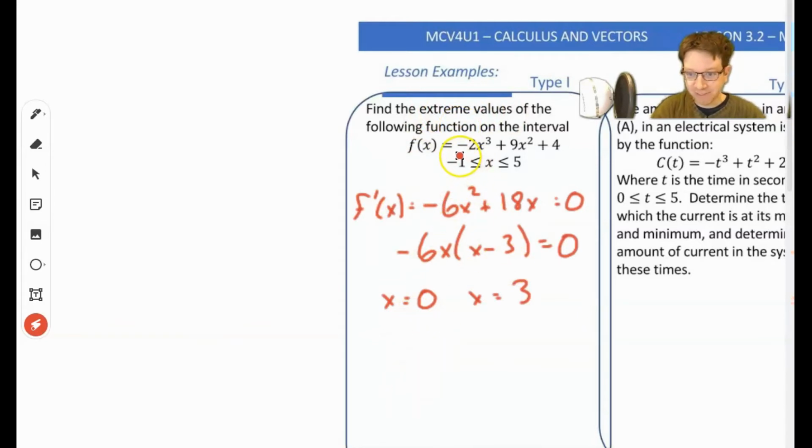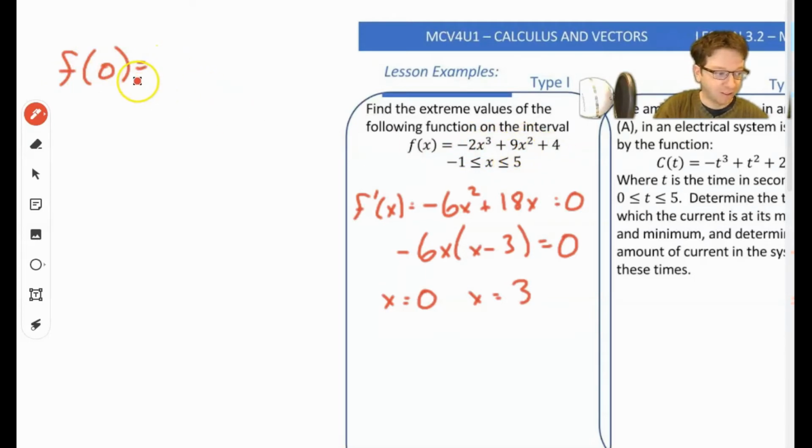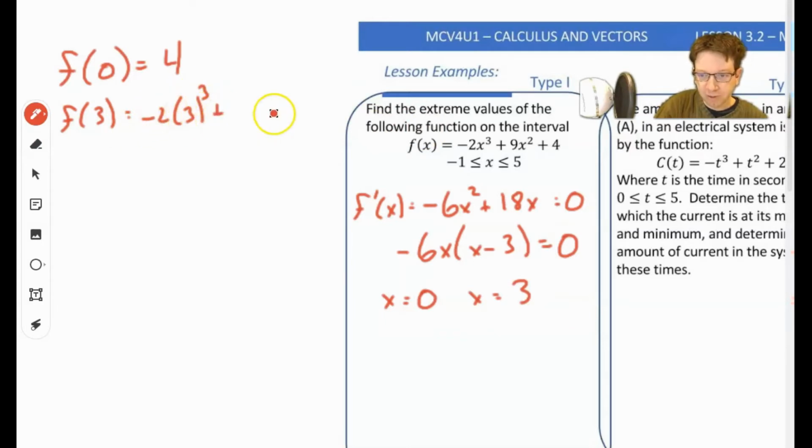So what do I have to do then? I have to test them. I have to test the endpoints, and I have to test these local maxima and minima. So to do that, we're just going to plug them back into the function. So the function at 0, let's test this one. If I put 0 in here, we're left with 4. Okay, what about 3? Let's do the function at 3. It's going to be minus 2 times 3 cubed plus 9 times 3 squared plus 4. And if we do all that, we get 31.